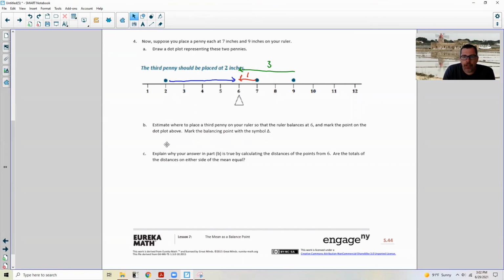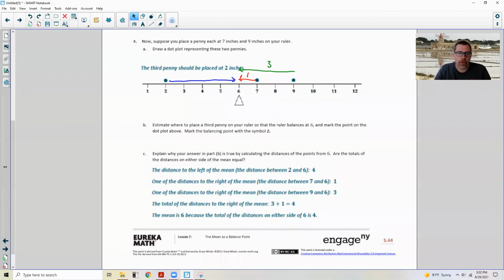All right, so now it says part C, explain why your answer in part B is true by calculating the distances of the points from 6. Are the totals of the distances on either side of the mean equal? Okay, so the distance to the left of the mean, the distance between 2 and 6, is 4. One of the distances to the right, the one between 6 and 7, is 1. And the other one is between 6 and 9, which is a distance of 3. The total on the right, 3 plus 1, equals the amount on the left, which is 4. So the mean is 6 because the total distances on either side of 6 is 4.